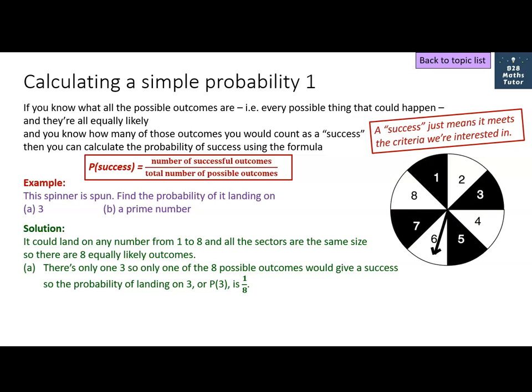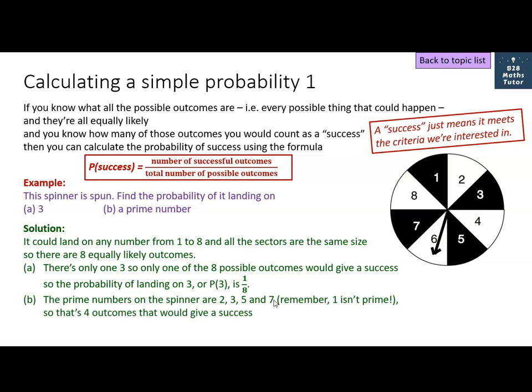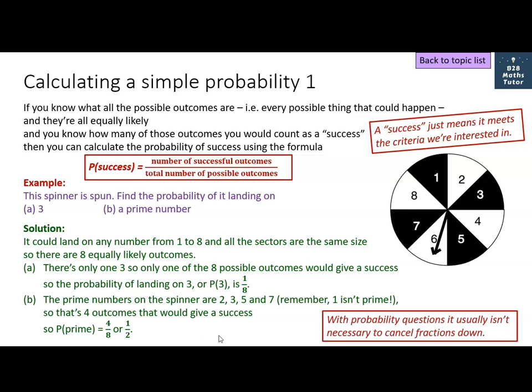For B, what prime numbers have we got on here? We've got 2, 3, 5, and 7. Remember, 1 is not a prime number. So that's 1, 2, 3, 4 outcomes that would give us success. So the probability of getting a prime number is 4 out of the 8 possible outcomes, which you could cancel down to a half. But with probability questions, they're usually not bothered about you cancelling fractions down.